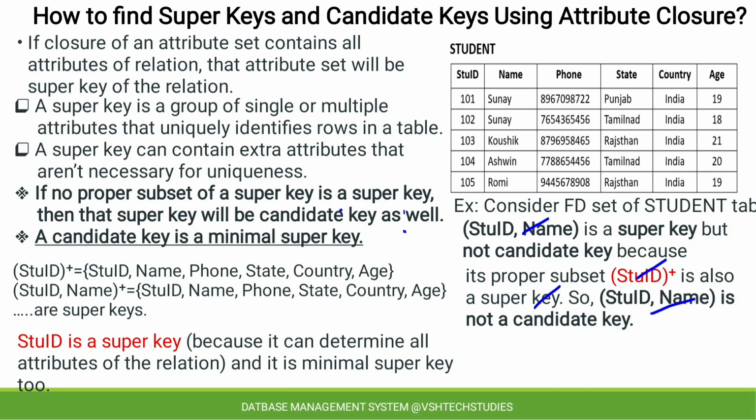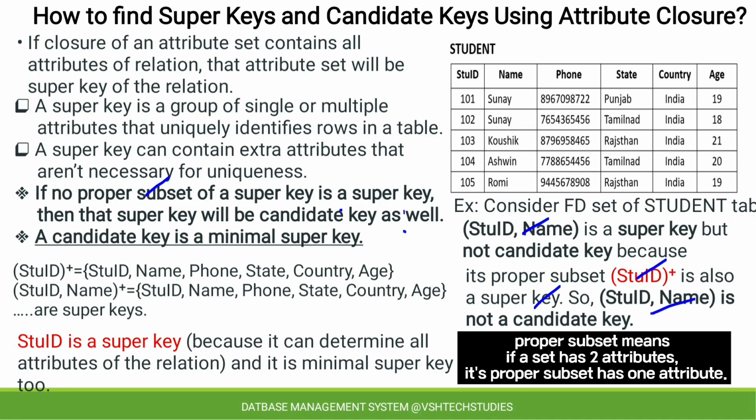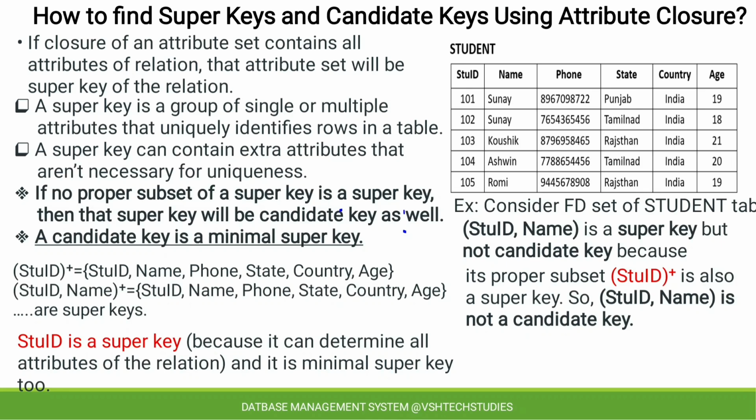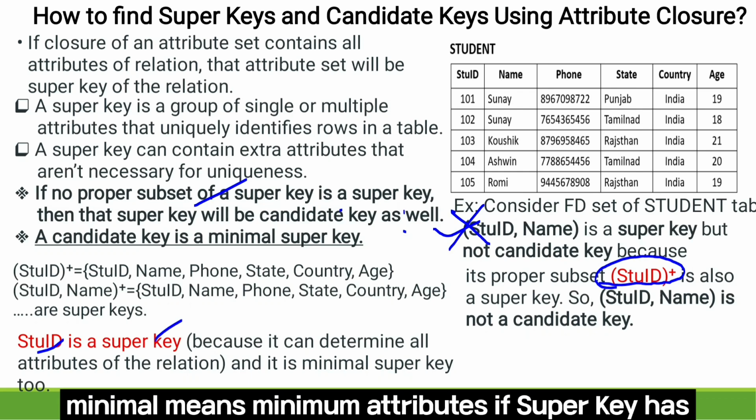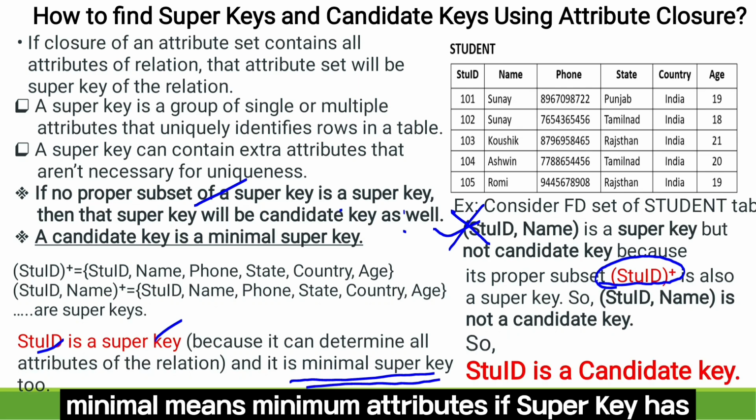So if you take a super key, and its proper subset is also a super key, then that super key is not a candidate key. According to this definition, if this is the super key, its proper subset is also a super key. Hence this super key is not a candidate key. Next, this proper subset, that is student ID, which is a super key, is the minimal super key. Hence student ID is the candidate key.